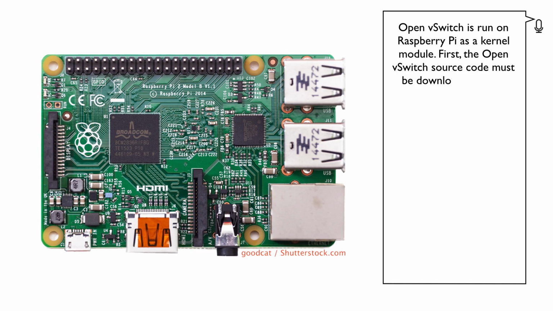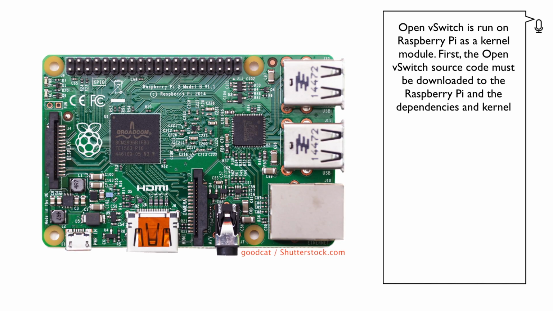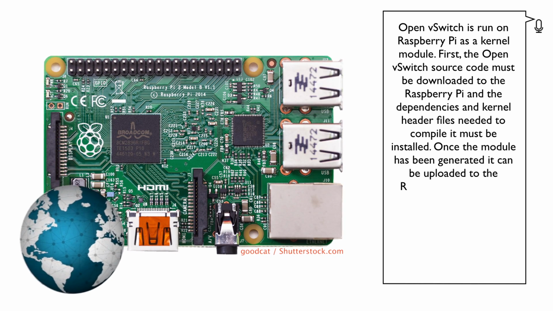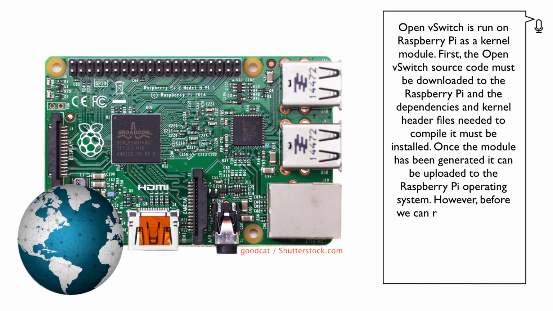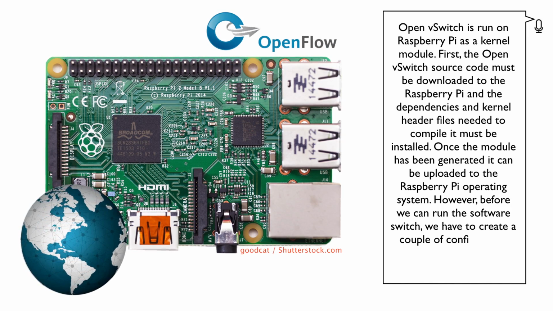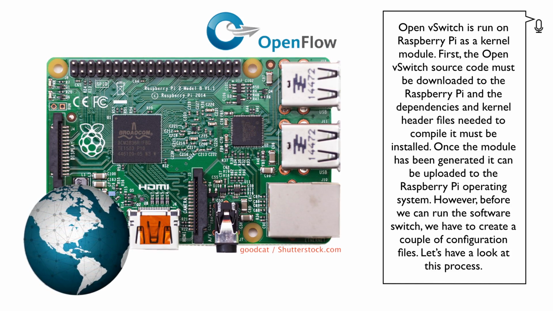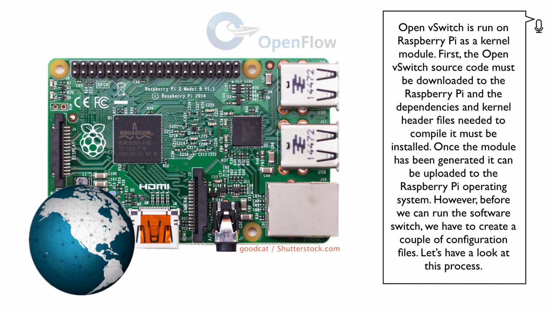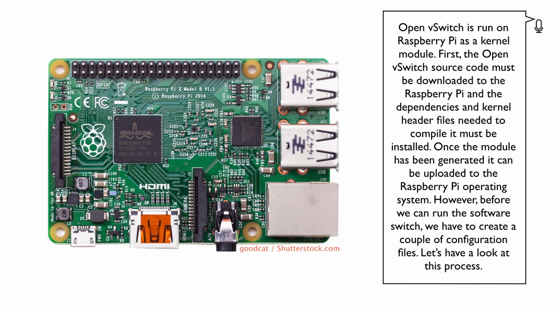First, the Open vSwitch source code must be downloaded to the Raspberry Pi, and the dependencies and kernel header files needed to compile it must be installed. Once the module has been generated, it can be uploaded to the Raspberry Pi operating system. However, before we can run the software switch, we have to create a couple of configuration files. Let's have a look at this process.